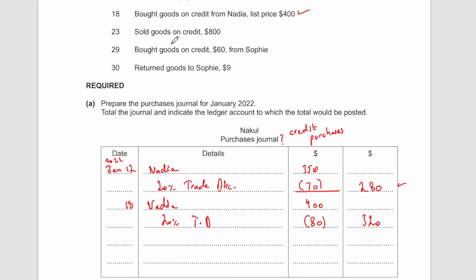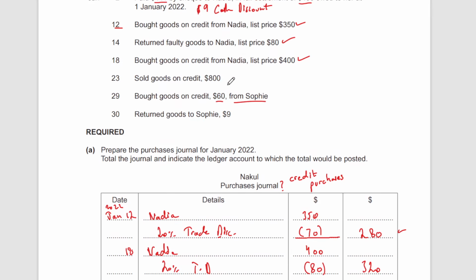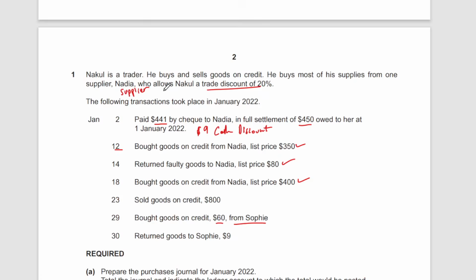Sold goods on credit 800. It's irrelevant. Bought goods on credit from Sophie. Now, be slightly careful. It doesn't say anything about this being a list price. It just says we bought goods on credit for $60 from Sophie. It hasn't specifically mentioned that that's the list price. It just says that's the deal, right? We bought it for $60.